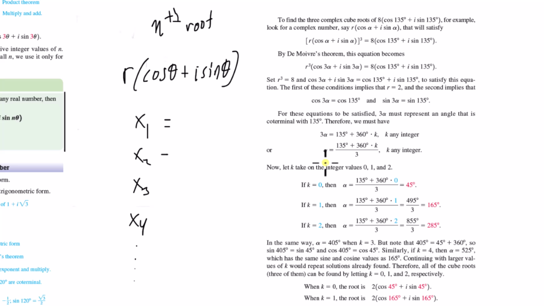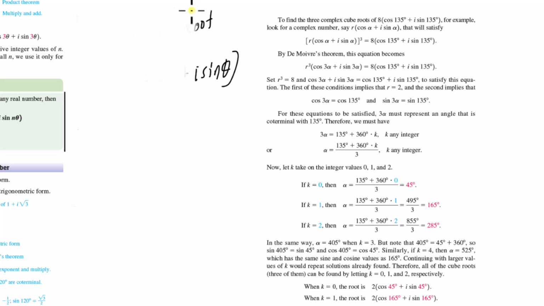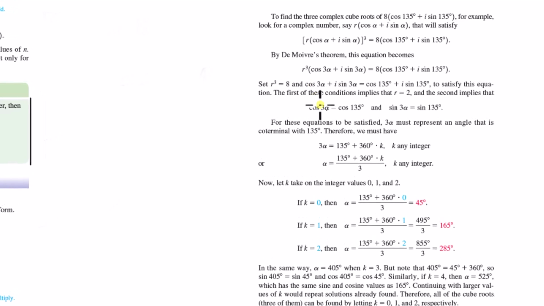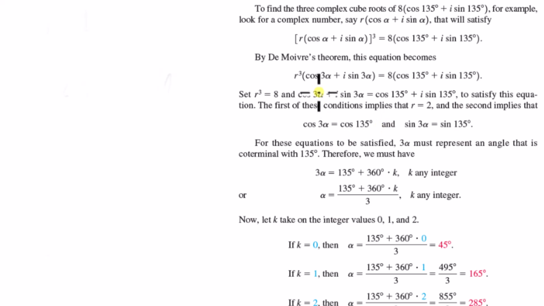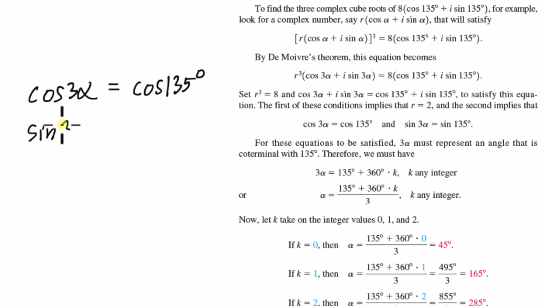So that means for this problem that we're working on, each of the radii of the three roots is going to be 2, because the principal cube root of 8 is 2. Okay, so that's great. We matched up the R cubed and the 8. Now let's match up other terms. We see that cosine of 3 alpha is equal to cosine of 135 degrees, and sine of 3 alpha is equal to sine of 135 degrees.